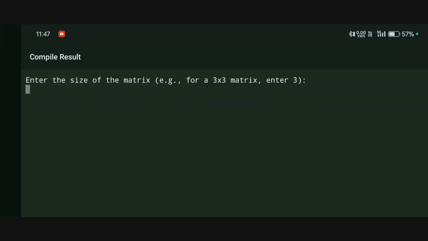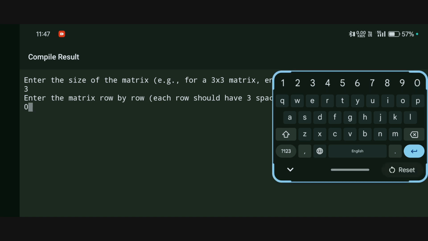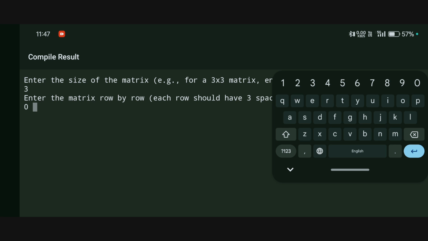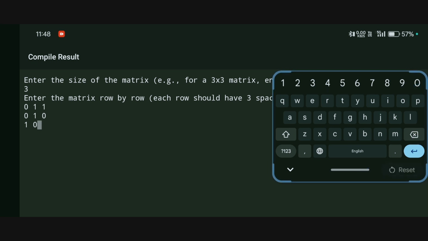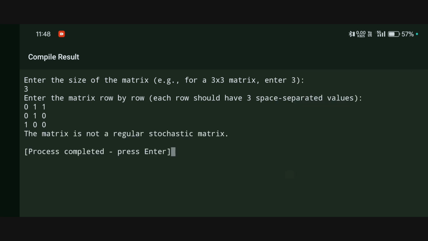Let's run one more time. Enter the same size 3, but this time we have to check a non-stochastic matrix: 0 1 1 and 0 1 0. It must not be stochastic because there is an error in row 1, where 1 plus 1 is equal to 2. So let's see. It prints that the matrix is not a regular stochastic matrix. Okay, thank you all.